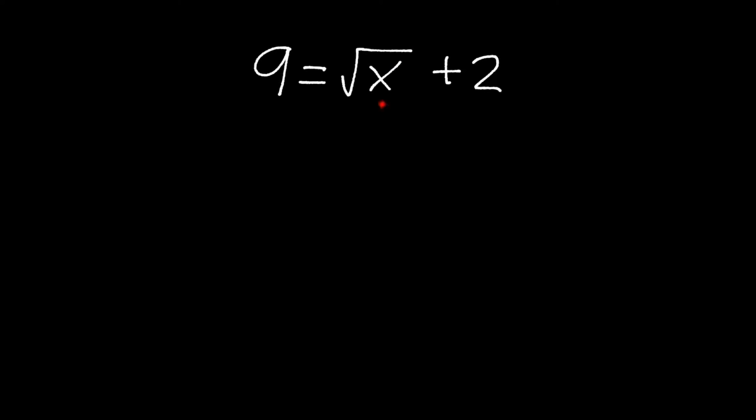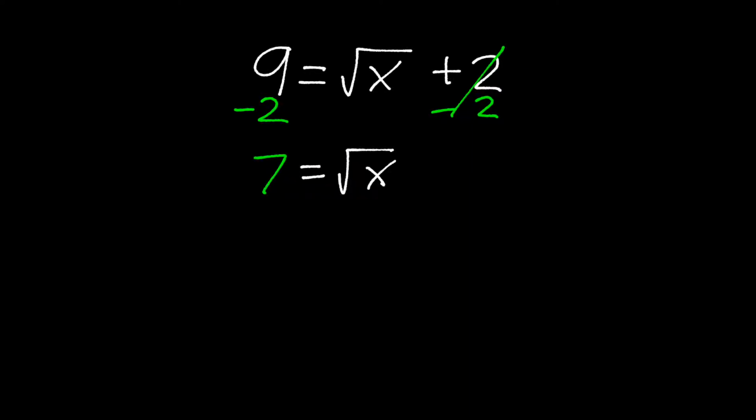Well, just like before, we want to get x alone. And if that square root wasn't there, what would we do? Well, we would subtract the plus 2. So if I subtract 2 from both sides, it cancels out over here, 9 minus 2 gives me 7. So I have 7 equaling the square root of x.